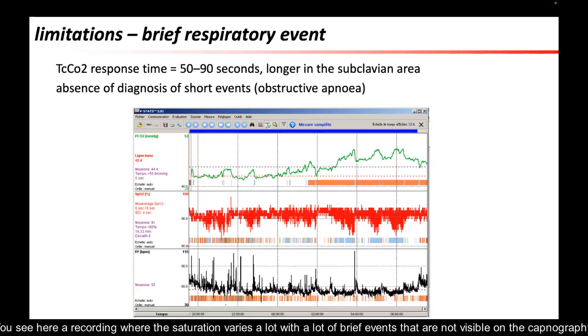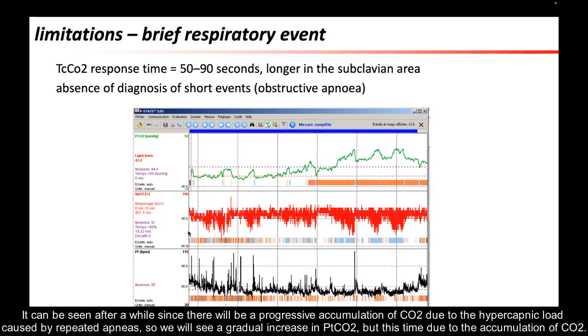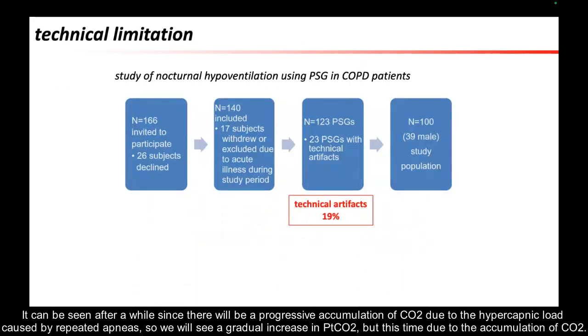You see here a recording where the saturation varies a lot with a lot of brief events that are not visible on the capnography. It can be seen after a while since there will be a progressive accumulation of CO2 due to the hypercapnic load caused by repeated apneas, so we will see a gradual increase in PtCO2, but this time due to the accumulation of CO2.